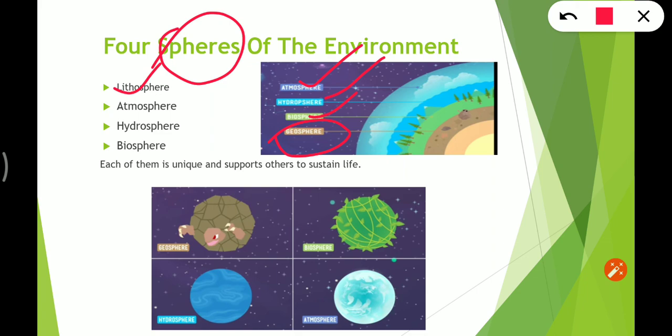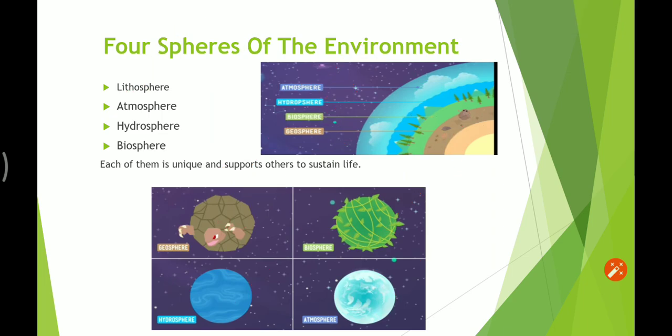Now atmosphere: you can see here this portion is atmosphere, and this is hydrosphere, which means water. Biosphere, the life exists here. You can see life here, trees, they are part of the biosphere. And you can see this land area, this is lithosphere or geosphere. Each of them is unique and supports the others to sustain life. Here, geosphere means lithosphere, this is biosphere, this is hydrosphere, and this is atmosphere. Let's move to the next one and discuss them one by one.